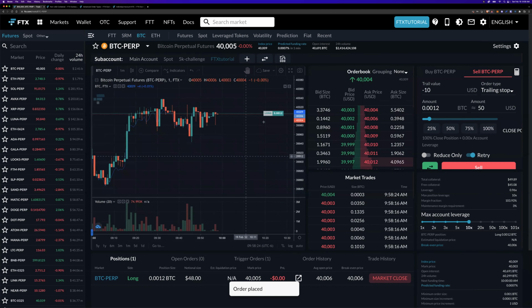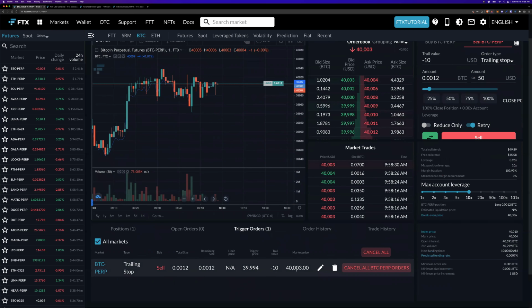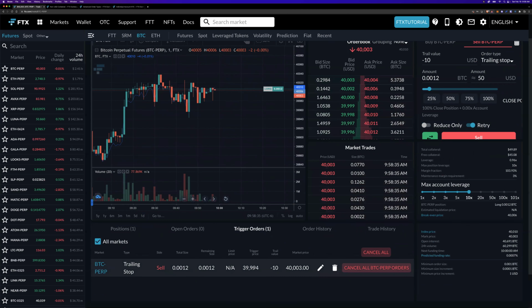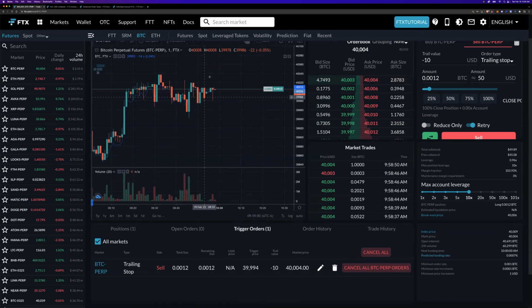What does that mean? That means that wherever I just placed the order, which you could see right here at $40,003, it's saying that every time price keeps going up, make sure you keep raising this stop price by $10 below whatever the price is trading at. So right now, if the price is trading at $40,003, it's trying to trigger the price at $39,994. That means my trailing stop is at $39,994, and I'm in a long. If price gets to $39,994, I will get out of the market at that particular price.